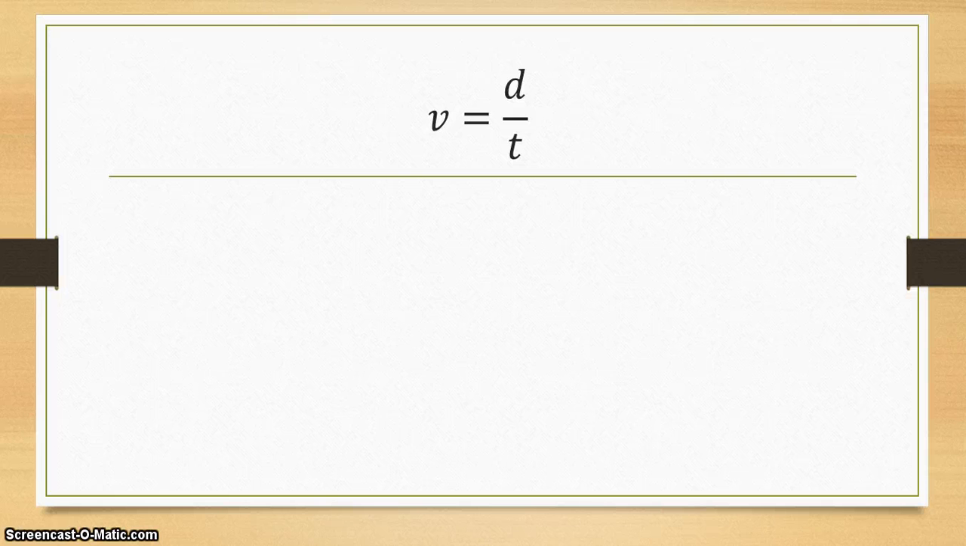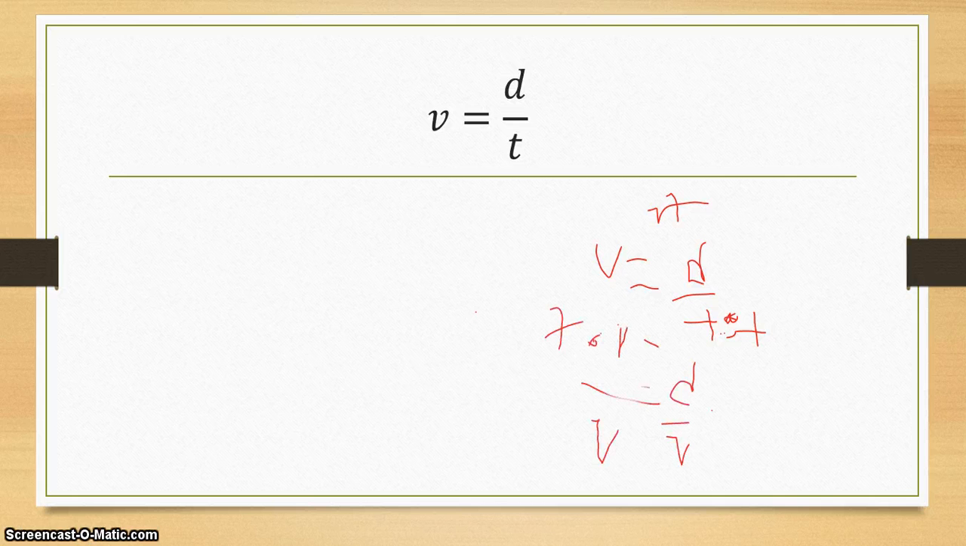For v = d over t, we're going to have to solve for both d and t. We'll start off with t for right now. What we're going to do first is multiply by t to cancel it out and bring it over to the other side, so it equals t times v = d. And then we divide by v and cancel it out on the left and bring it over to the other side so that t = d over v.